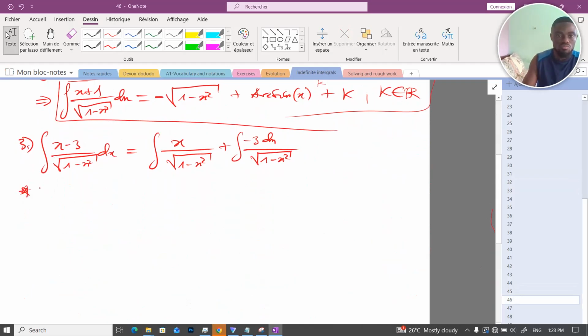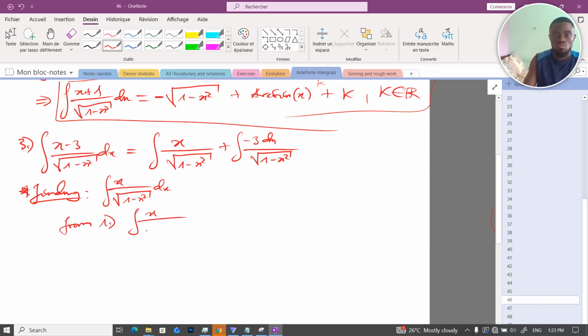So finding what? Finding the integral of x all over the square root of 1 minus x squared dx. But you have to calculate it if you are in an exam. So from question 1, we saw that the integral of x all over the square root of 1 minus x squared dx, for the previous exercise, we saw that it was equal to minus the square root of 1 minus x squared plus a constant of integration.